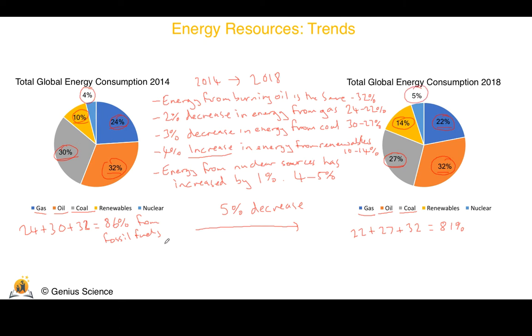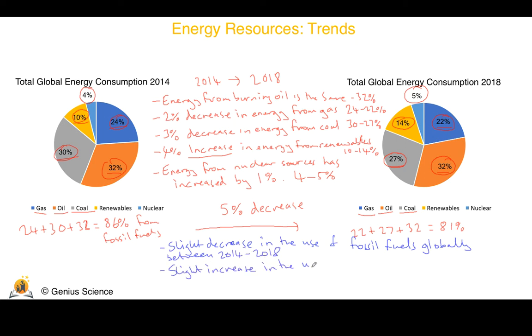So if we were to describe these trends, we could say that there has been a slight decrease in the use of fossil fuels globally between 2014 and 2018. And we can also say that there has been a slight increase in the use of renewable energy resources and nuclear energy resources.